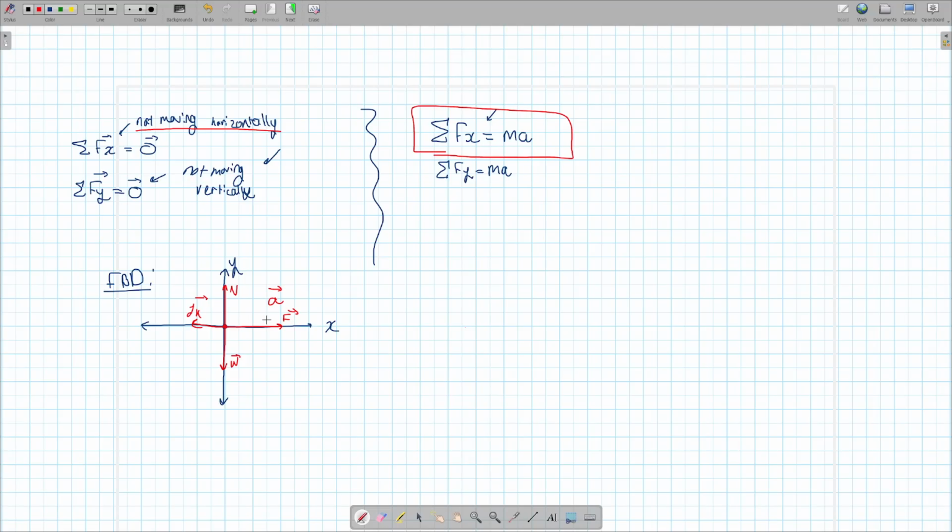Same example, I'm dragging my object to the right. Is the object moving up and down and bouncing? No. So is it moving vertically? No. So we're going to say sigma fy is equal to 0. So you're going to write on your side sigma fx is equal to ma, and sigma fy is equal to 0. And based off of these, you solve.